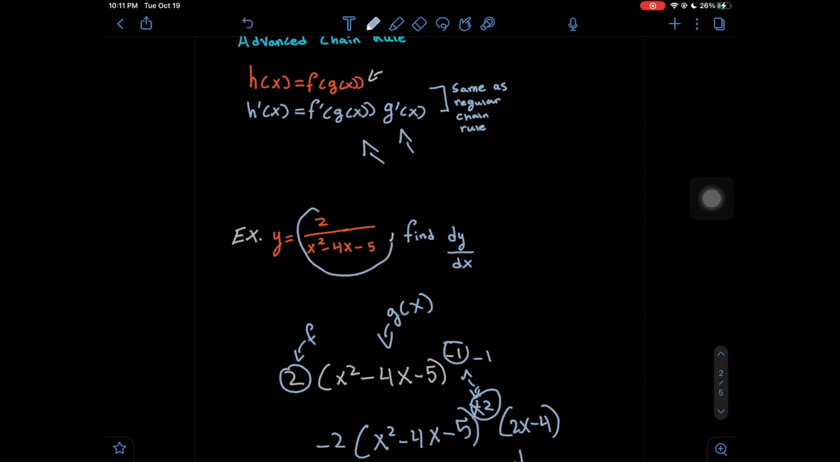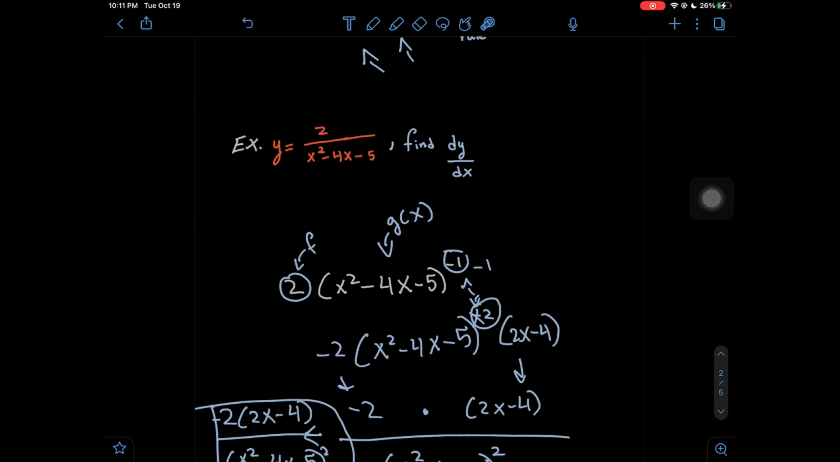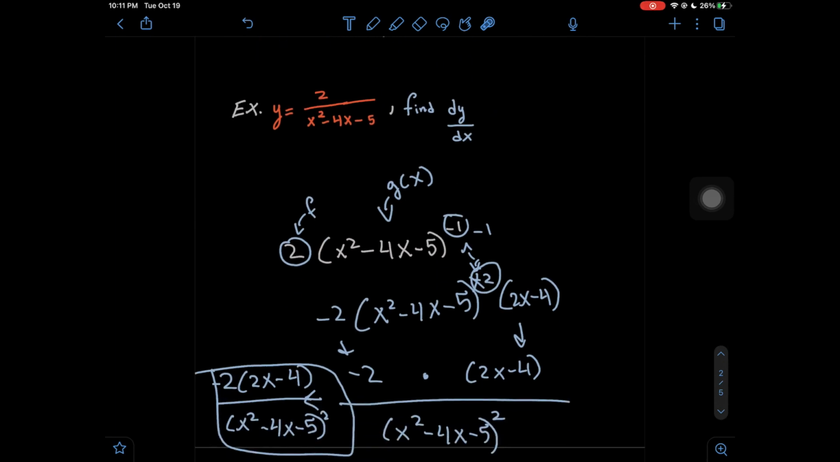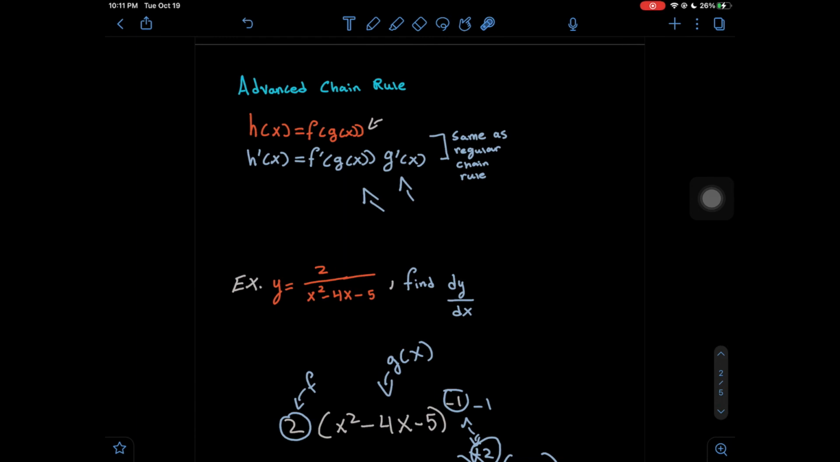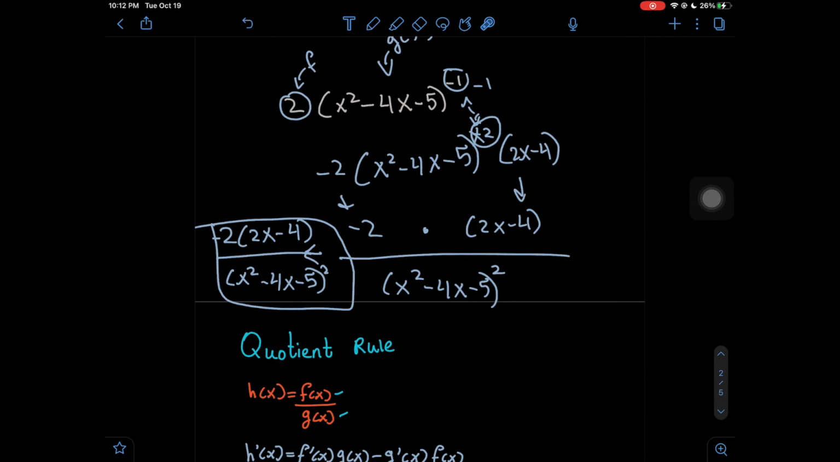And just for a recap, we started with this. We moved our denominator, the x squared minus 4x minus 5, to our numerator by raising it to the negative first power. After doing so, we followed the basic chain rule, which we did in the video in the top right corner, and we did all those steps and made it into this form. Then we transferred it to this form, finding the f prime and the g prime, leaving the inside the same, multiplying the f prime by inside, and multiplying that by our g prime. And we came out with -2 times 2x minus 4 over x squared minus 4x minus 5 to the power of 2.